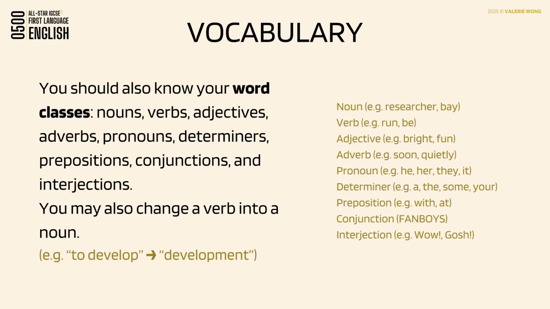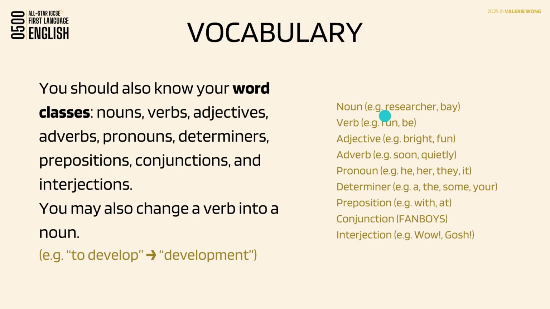Okay, word classes. You should know them by now, but let's get through them anyway. The main four are nouns, verbs, adjectives, and adverbs, but there's also pronouns, determiners, prepositions, conjunctions, and interjections. You may also change a verb into a noun, for example, to develop, development, to create, creation. You can also change create to creativity as a noun or creatively as an adverb. You can change different word classes.